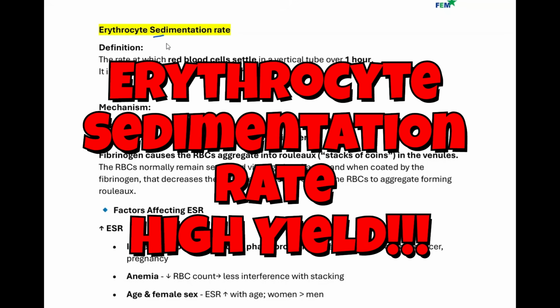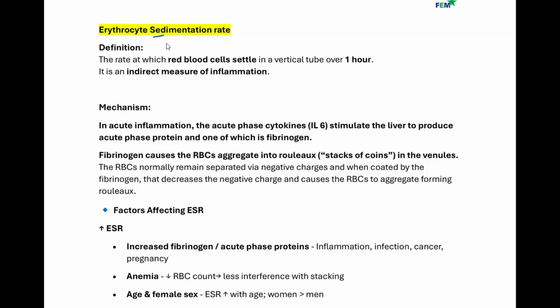Erythrocyte sedimentation rate, right? So we did mention earlier that when somebody has acute inflammation, there's release of cytokines, and one of those cytokines is interleukin 6. And this interleukin 6 is going to stimulate the liver to produce acute phase reactants or acute phase proteins. And one of them is what? Fibrinogen. And this fibrinogen now is going to coat the red blood cells, and that's going to make them aggregate into what we call a Rouleaux formation, like stacks of coins in the venous.